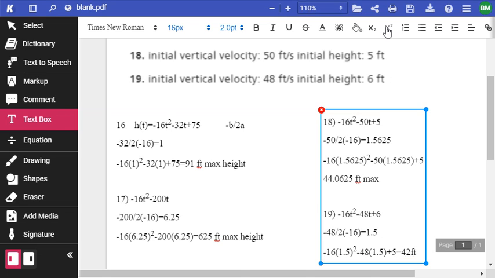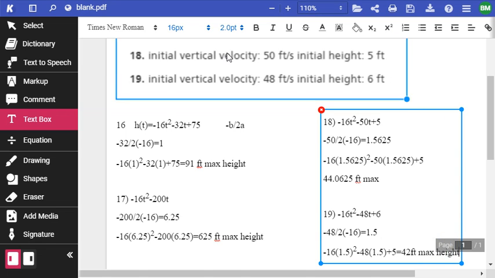Okay, so that's it. We've done 4 different problems based on this, using that initial velocity and that initial height to find our max height for them. Remembering that our max height is also the y value of our vertex.